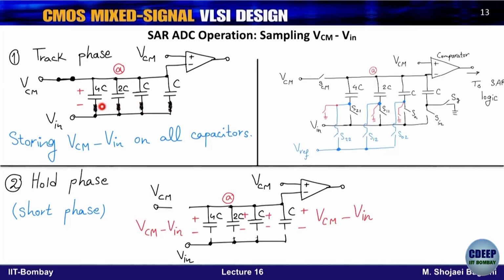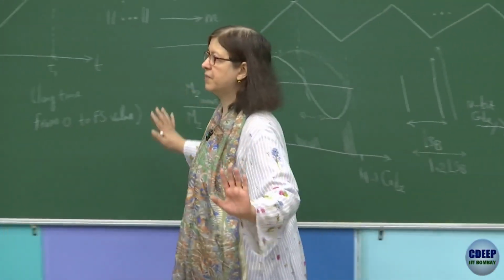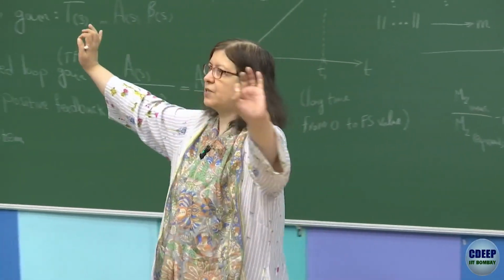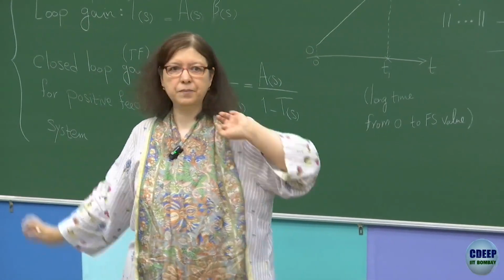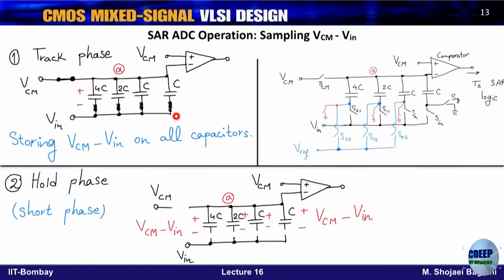The first thing we do is charge or bias all these capacitors with VCM minus Vin. What we have here is VCM minus Vin, right? That's the constant part. Therefore, we charge all capacitors with VCM minus Vin. And this symbol I have used here, the thick line, is a closed switch. These are closed switches. Fine. So now we have biased everything.